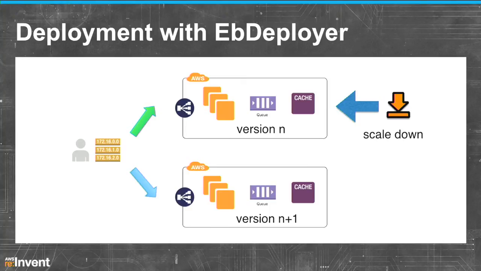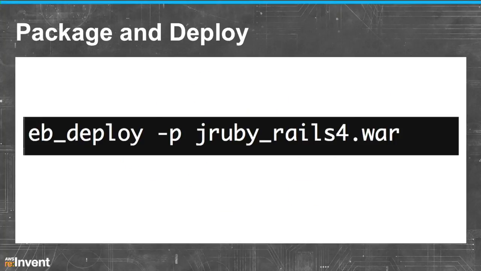Meaning if anything doesn't work, something bad happened that wasn't caught by the smoke test, you still have a chance to simply swap it back and recover from the disaster. And what do you need to do all this? Just run one simple command.